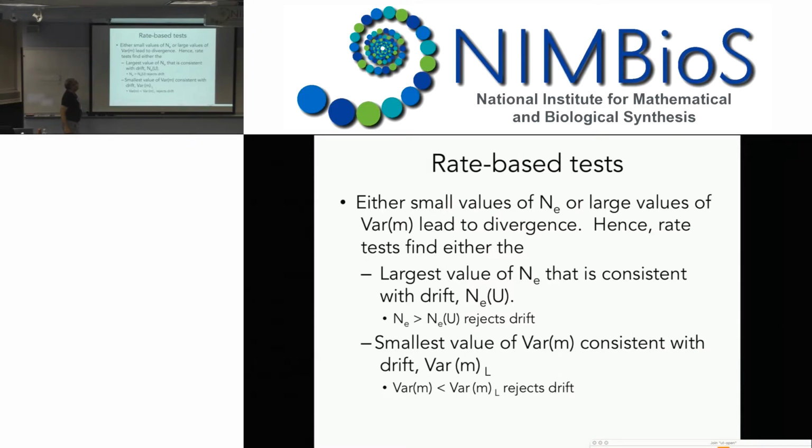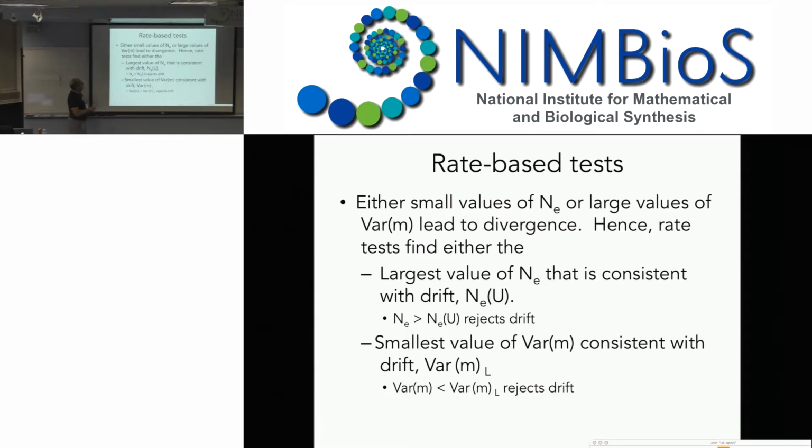Okay? So we call these rate space tests, and we can frame them a couple of ways. We can frame them looking at the expected equilibrium value, which depends upon the mutational variance. We can ask if the values of NE are too large or mutational variance are too small. So basically, small values of NE, lots of drift, lots of divergence. Large values of mutational variation, lots of divergence. So if I see divergence, how large does this have to be for it still to be consistent with drift? Because below that, you're not.